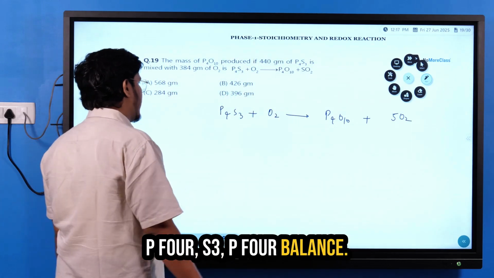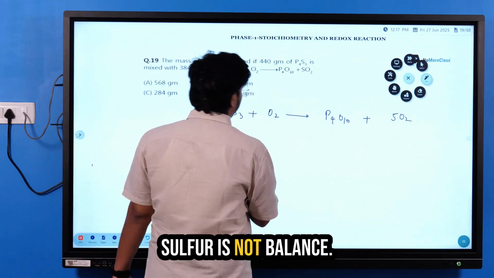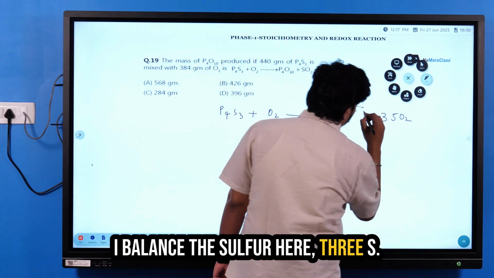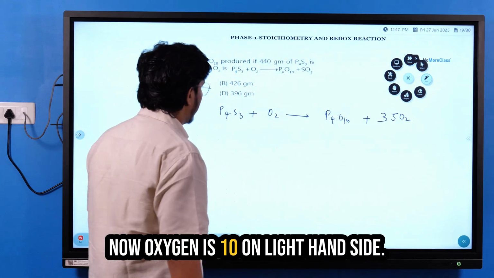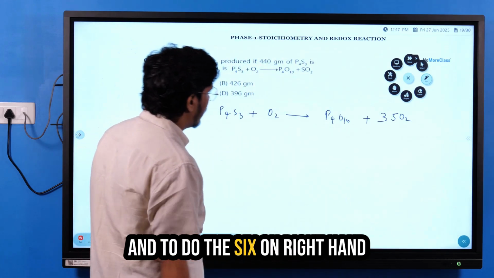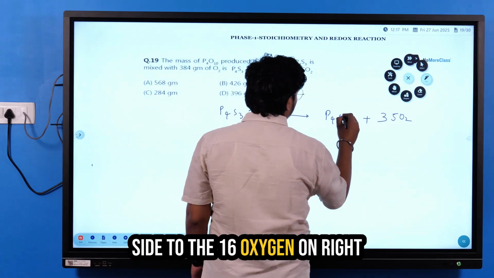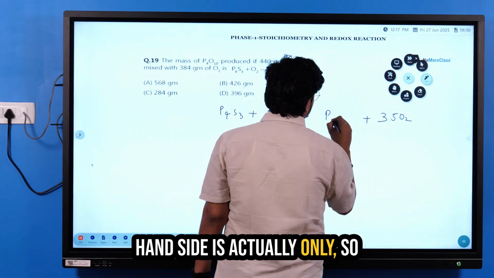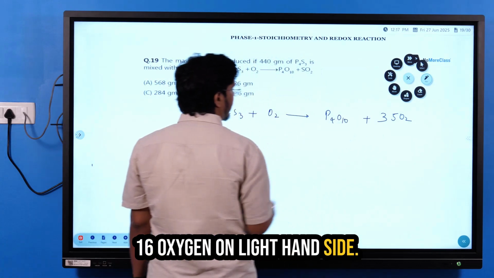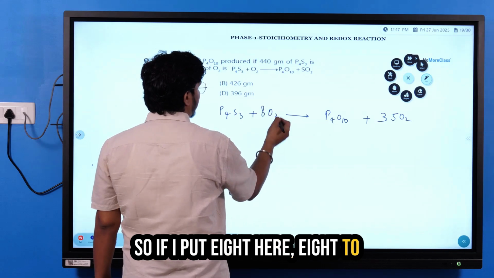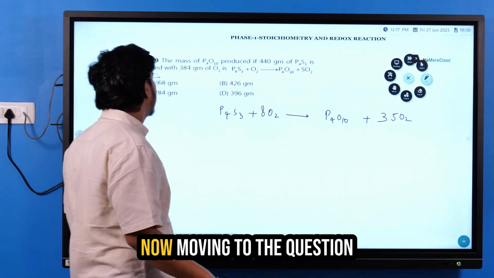P₄S₃, P₄ is balanced. Okay, fine. Sulfur is not balanced. I'll balance the sulfur here, 3 SO₂. Now, oxygen is 10 on the right hand side and 6 from the SO₂ on the right hand side. Total 16 oxygen on the right hand side. So if I put 8 here, 8 times 2 is 16, and the reaction is balanced now.